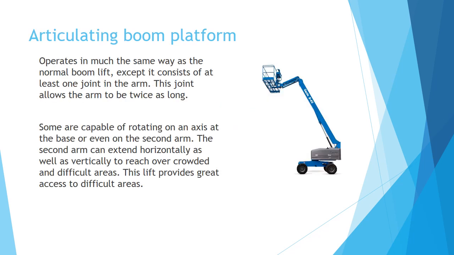Articulating boom platform operates in much the same way as the normal boom lift, except it consists of at least one joint in the arm. This joint allows the arm to be twice as long. Some are capable of rotating on an axis at the base or even on the second arm. The second arm can extend horizontally as well as vertically to reach overcrowded and difficult areas. This lift provides great access to difficult areas.